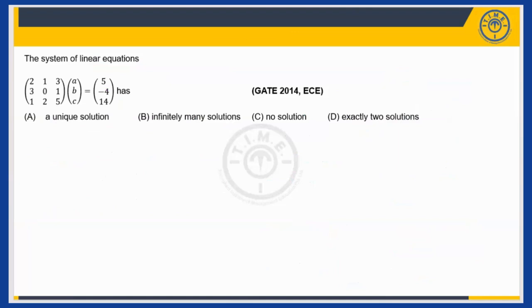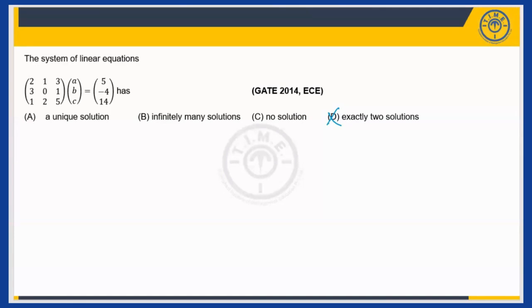Now, if you look into the question, the system of equations has unique, infinite, no solution, exactly one or two solutions. So obviously, option D can't be your answer. Why? Because the system will have either unique or infinitely many solutions. There is no exact number of solutions.